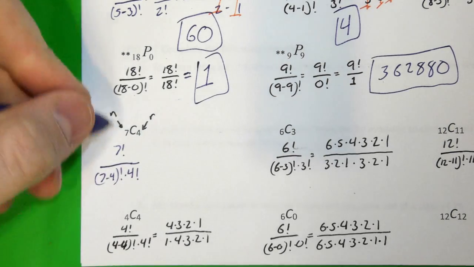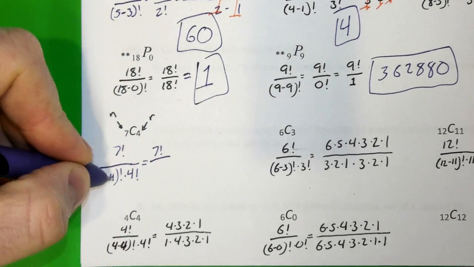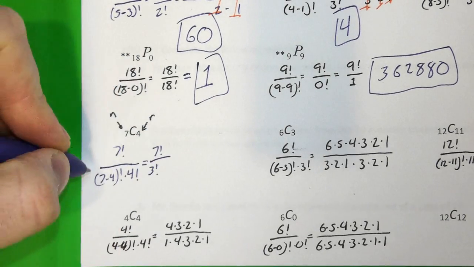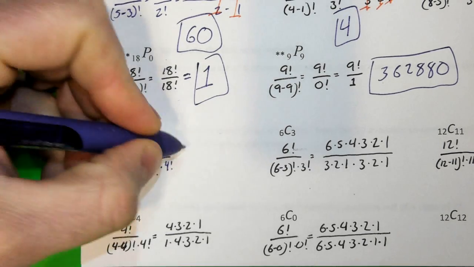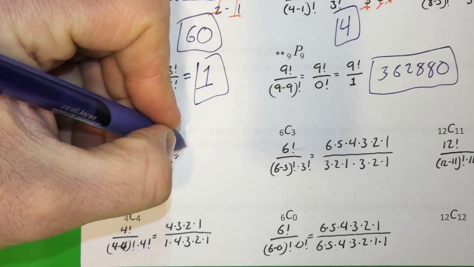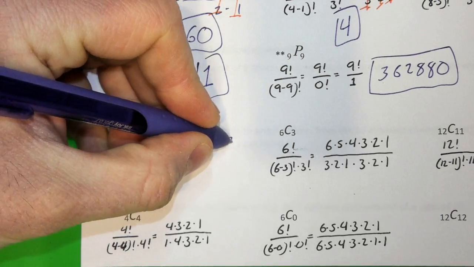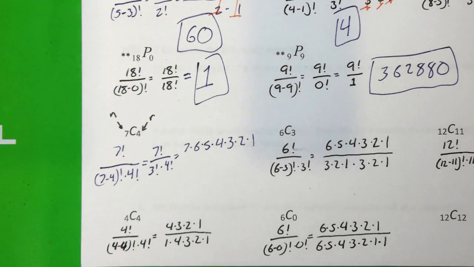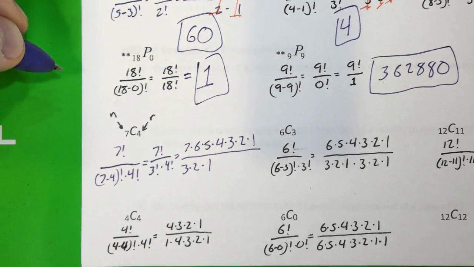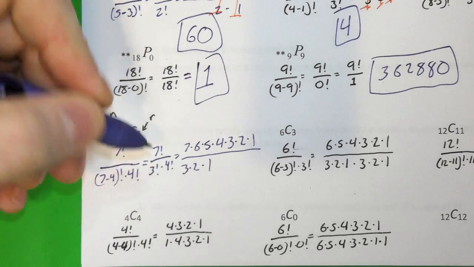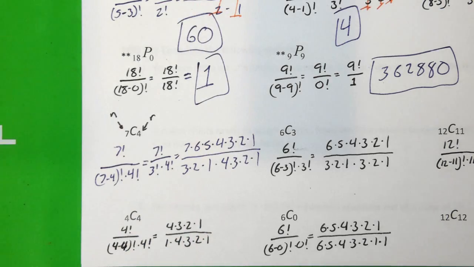So now let's take a look. When we write this all out, that is going to end up being 7 factorial over 7 minus 4, which is going to be 3 factorial, and then we'll also have 4 factorial down there. If we really extend everything, 7 factorial is going to be 7 times 6 times 5 times 4 times 3 times 2 times 1. Down in the denominator, we are going to have our 3 times 2 times 1, and we're going to have our 4 factorial, which is going to be 4 times 3 times 2 times 1.